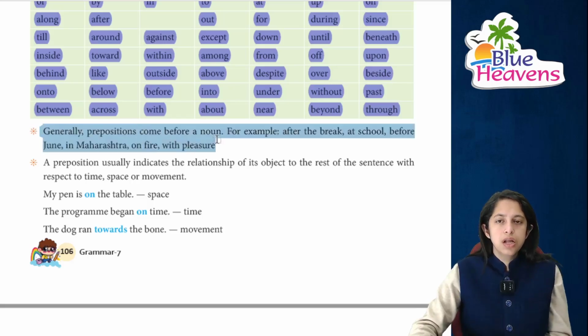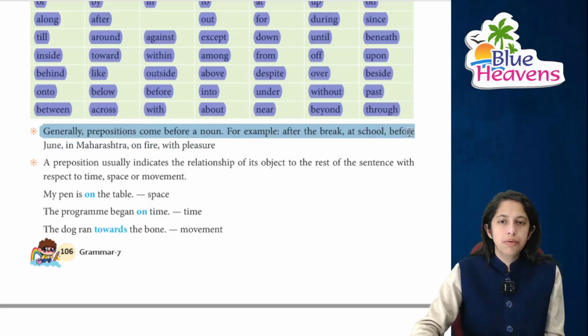Generally prepositions noun से पहले आते हैं. For example, after the break, at school, before June, in Maharashtra, on fire, with pleasure.